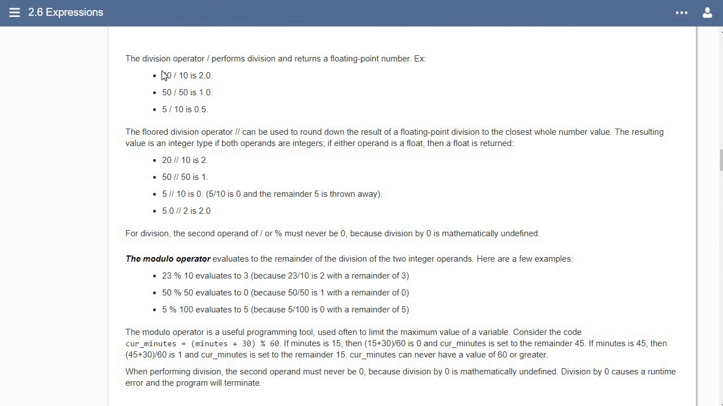Now they're actually going to show us some of what I was showing you a while ago. With division, 20 divided by 10 is 2.0. I was using whole numbers a while ago, and I apologize for that. Anytime you do division, it comes out with a decimal place. Even if it's 0, it's still 2.0. It's still a decimal, which means that this has to be a float variable, not an integer. And in this case, 50 divided by 50 is 1.0, and 5 divided by 10 is 0.5.